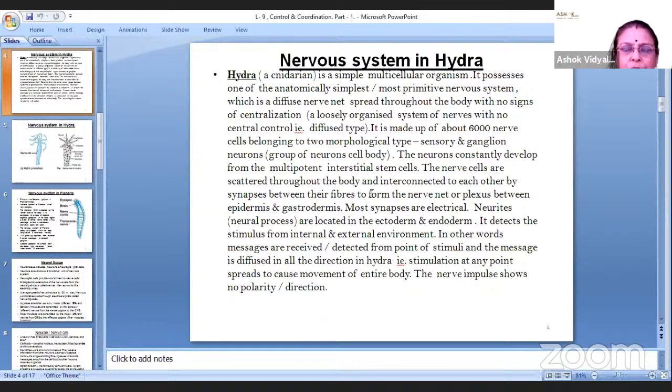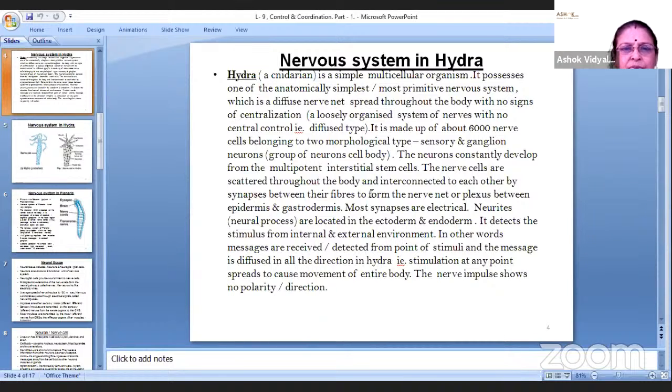Just now I showed you the diagram that these nerve cells, the sensory cells, are present at the epidermis, the tentacles and the remaining part of the hydra, and in gastrodermis. Most synapses are electrical. Neurites, what are neurites? These are the neural processes, located in the ectoderm and the endoderm. It detects the stimulus from internal and external environment.